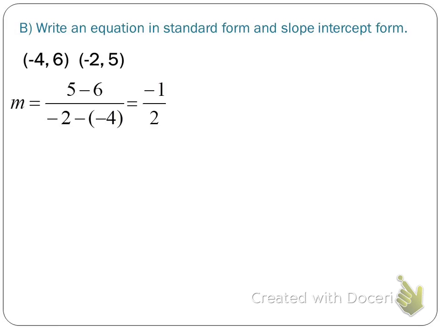Yes? So would it matter if we did 6 minus 5 and -4 minus -2? No, that's just not the way I'm going to do it. But yes, as long as whichever ordered pair you started with, whichever order you did the y's, if you also do the x's in that order, you should get the same slope as we did. Okay?